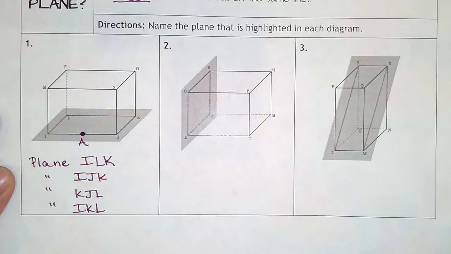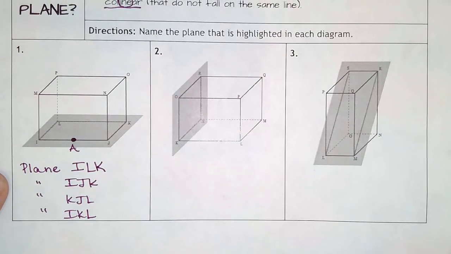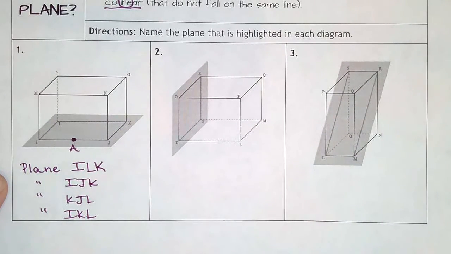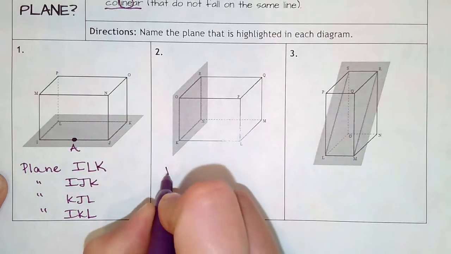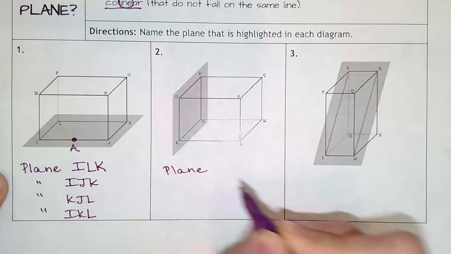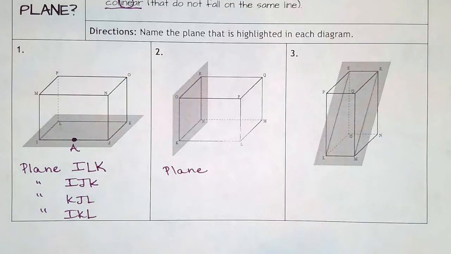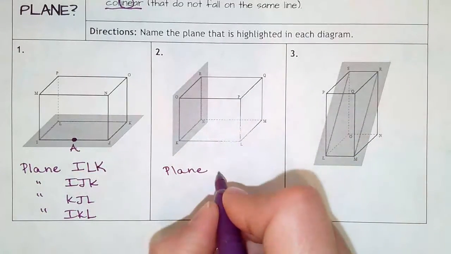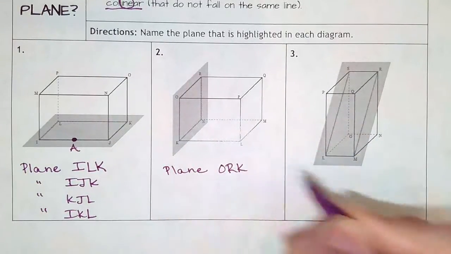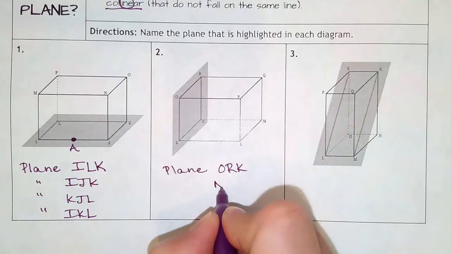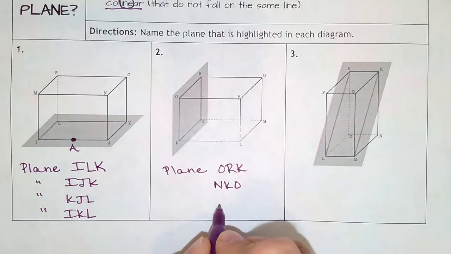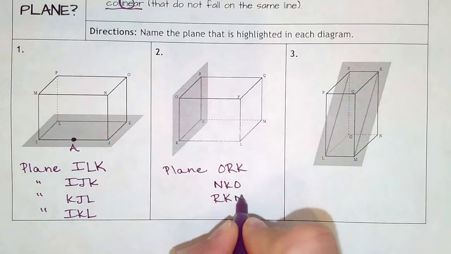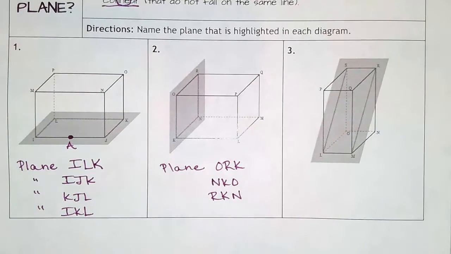Okay. Number 2, you can pause and try to do. You would write out plane and then pick any 3 letters. So you'd pick O-R-K, N-K-O, R-K-N. Okay, so just give me 3 or 4 options.